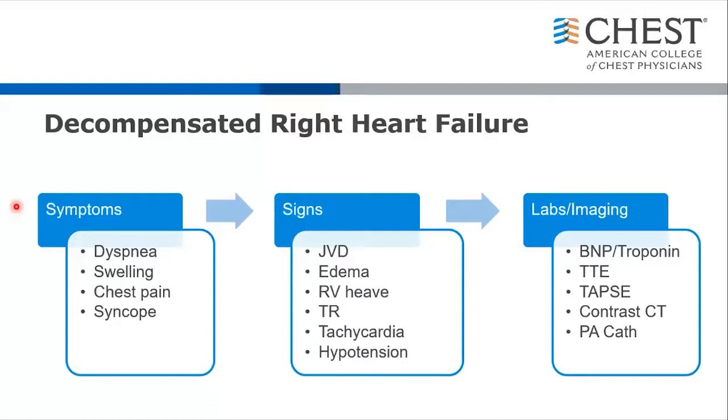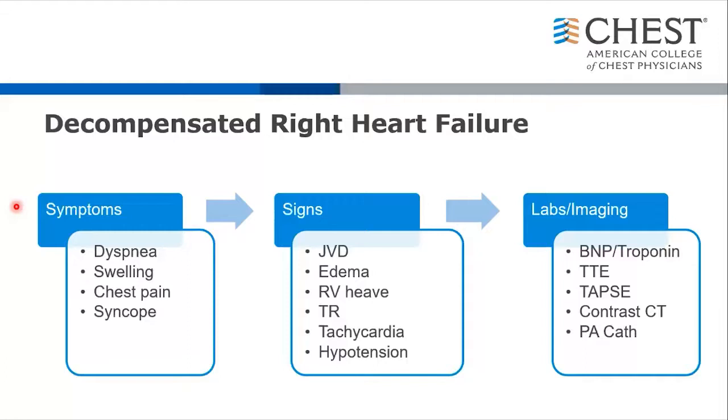Signs that you're going to see on physical exam include an elevated jugular venous distension, edema as well, along with ascites. You might even see an RV heave, depending on how chronic the RV failure has been. You'll see tricuspid regurg, either as a primary reason for RV failure or as a result of the change in conformation of the right ventricle causing a functional tricuspid regurg. You can see tachycardia and you can see hypotension, obviously, in extreme cases. Both tachycardia and hypotension in the setting of right heart failure portend a very poor prognosis.